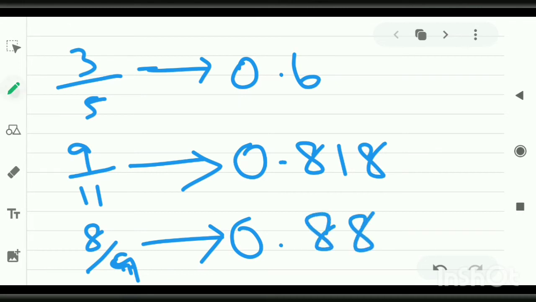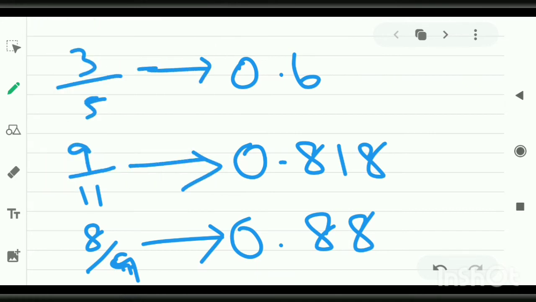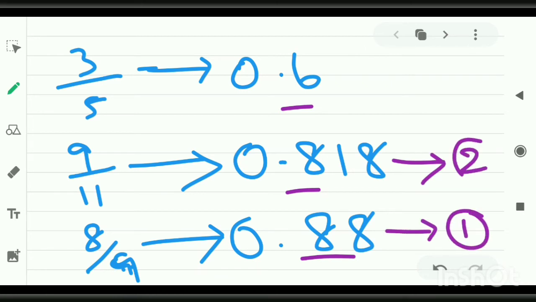Okay. Observing this, can you tell me which is the greatest number? Because we are going to arrange in the descending order or decreasing order, we have to write the biggest number first, right? What is the first biggest number of the 3 values? 0.88, right? This is the second biggest number and this is the third biggest number.